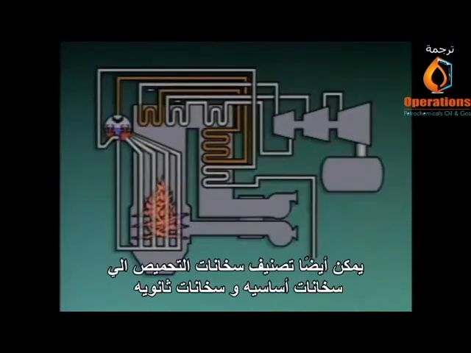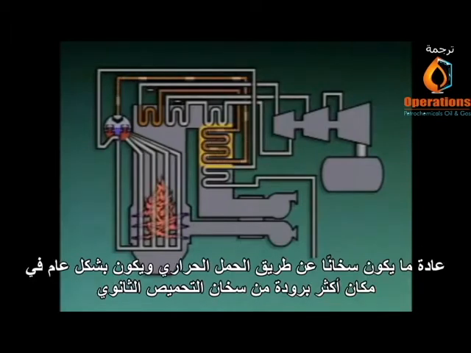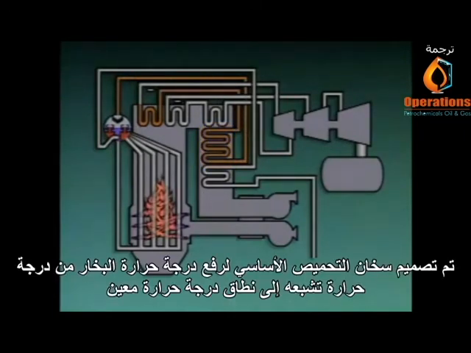A superheater may also be classified as a primary superheater or a secondary superheater. A primary superheater is a superheater that the steam passes through first. It's usually a convection superheater, and it's generally in a cooler location than the secondary superheater. The primary superheater is designed to raise the temperature of steam from its saturation temperature to a specific temperature range.